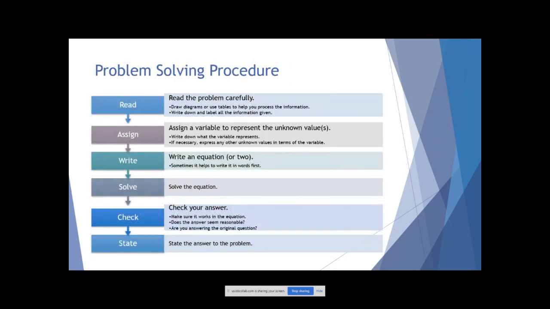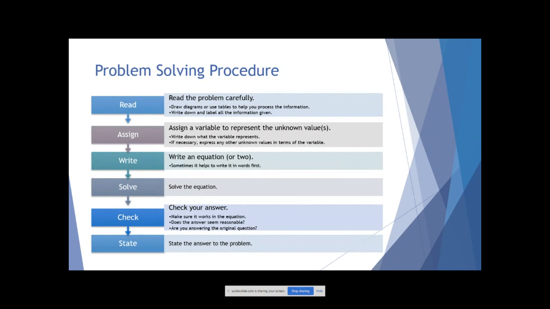Okay, so there is a problem-solving procedure. Start by reading the problem. You want to do it carefully. So when I read the problem, that's usually when I am drawing pictures, making tables, kind of writing down the information, labeling it. It helps me process what I'm reading. So I don't just read it. I write down stuff as I read it to actually process the information.